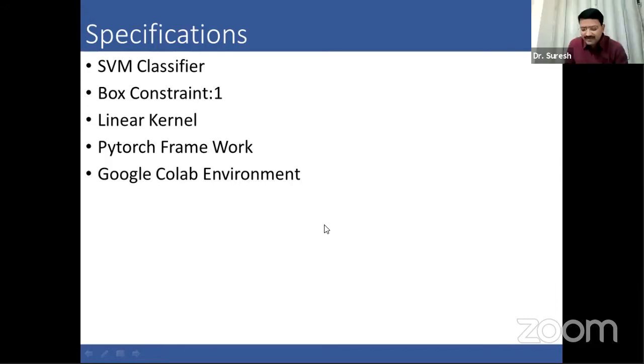And what is the exact spectral resolution for that? 224 by 224 pixel image. So you are talking only about pixels, not in terms of spectral? Yeah, this is the visible spectrum only. These images are collected in the visible region only.